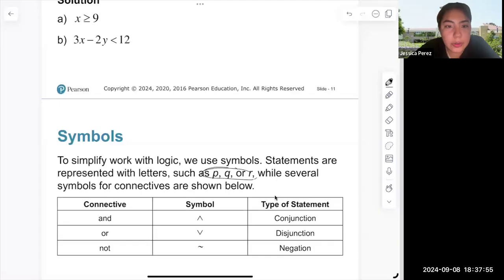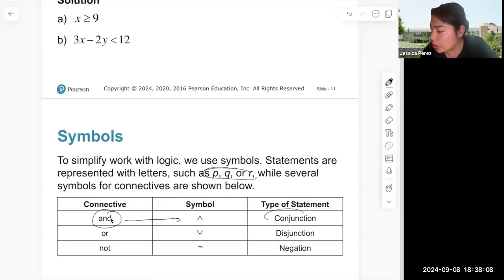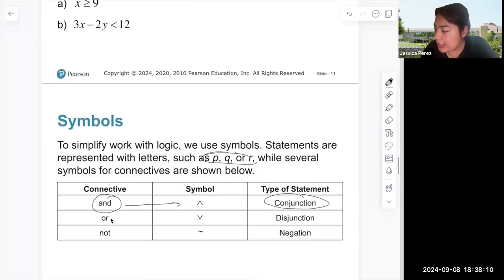So these are the typical letters that we use, while several symbols for connectives are shown below. When we see an and symbol, it corresponds to the caret that goes upward. This means a conjunction. Or looks like a V, and that is called a disjunction. So you are splitting them. You're not doing a combination, you're actually doing a disjunction.